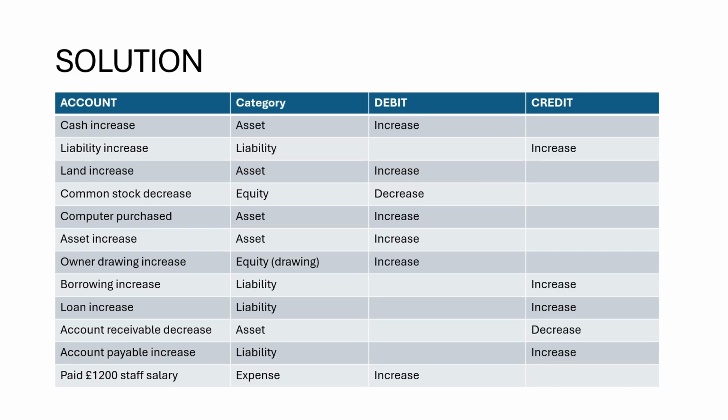The answers are showing here. The key takeaways are debit increases on asset, drawing, and expenses. Credit increases on liability, capital, and revenue. So capital is a kind of equity. Every transaction must balance with equal debit and credit.